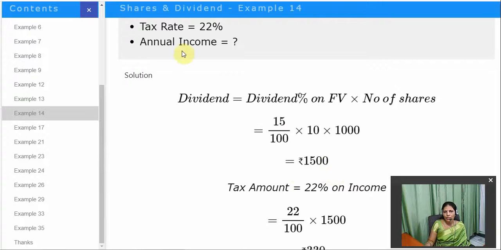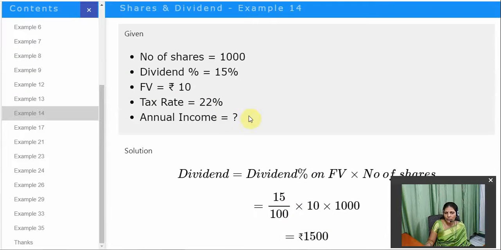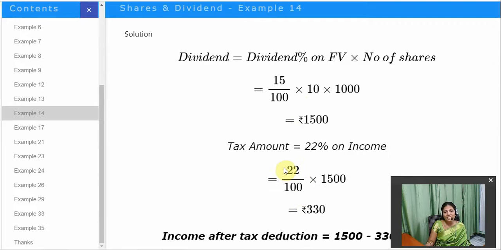Okay, now we found the annual income. And now they gave the tax rate as 22%. So we need to find out what is his tax amount, and then we have to deduct that amount from the income. That is his final income, right? Now tax rate is given as 22% on the income. So you need to find out what is that tax amount. So 22% on income. So 22 by 100 into 1500. So it is 330 rupees. So this is his tax amount. So tax has to be deducted from his income, right?